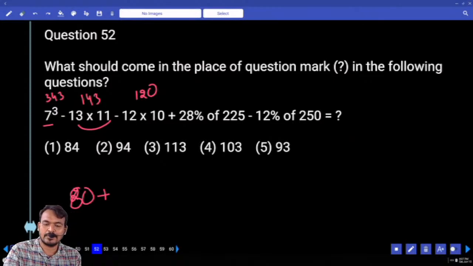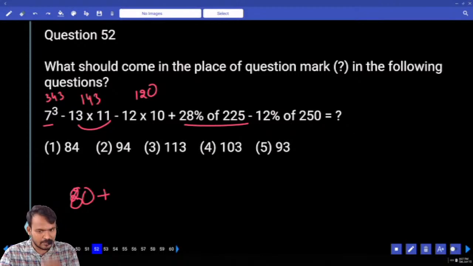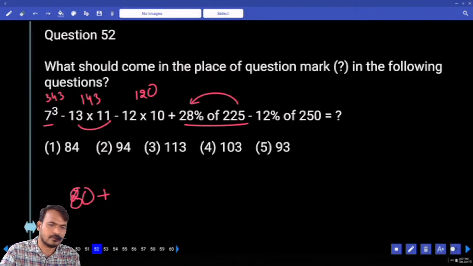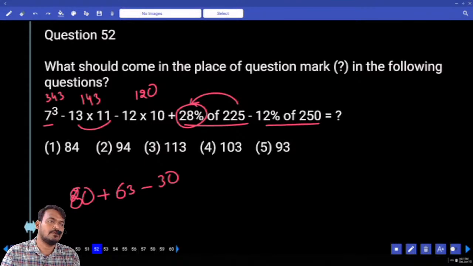Next, 28% of which one? 225. Or 225% of 28, or what is the 100%? 28. 200%, 56. 25%, 7. 56 plus 7, 63. Minus 12% of 250. Nothing but 30, or not? 12 into 2.5. How much? 30. 80 minus 30, 50 plus 63.